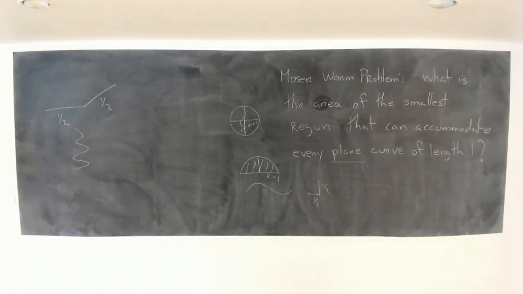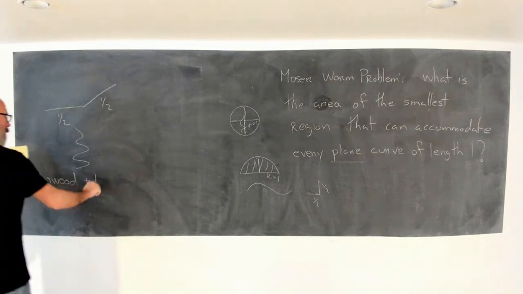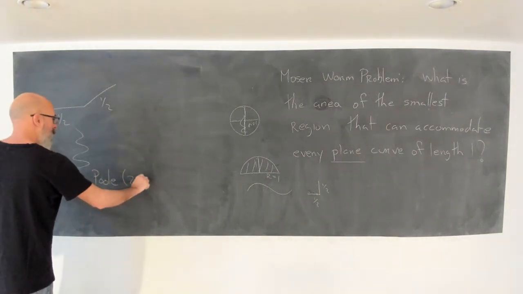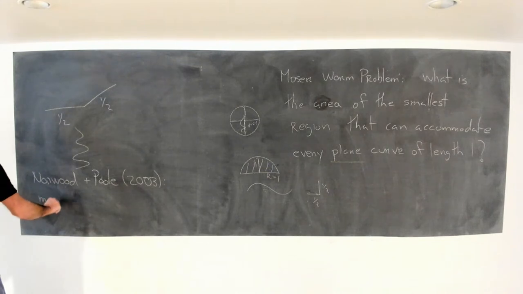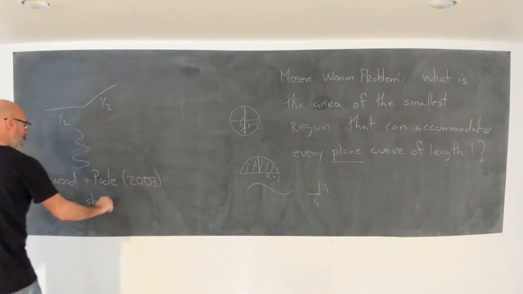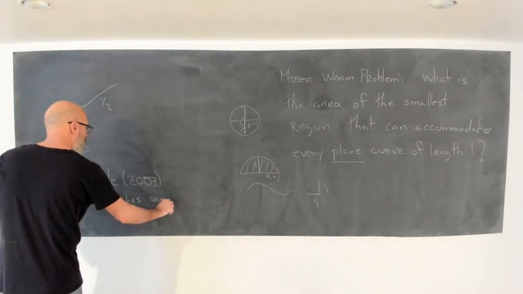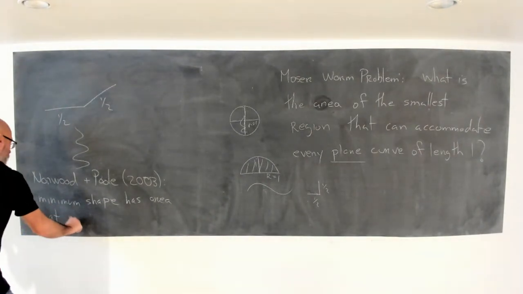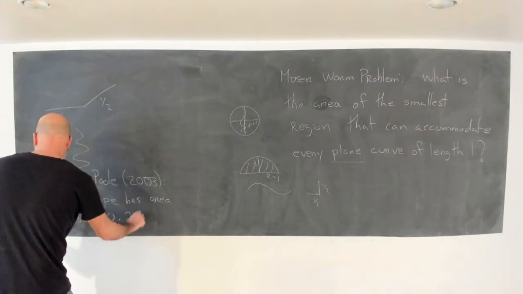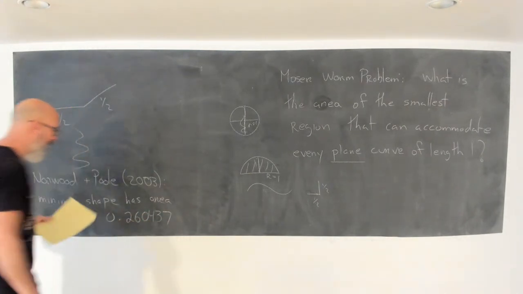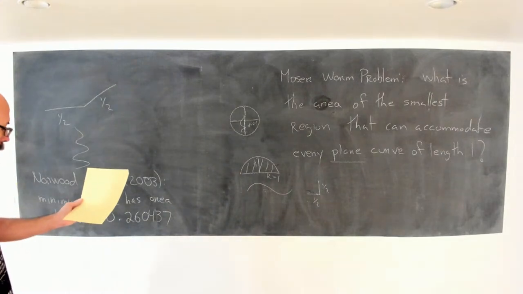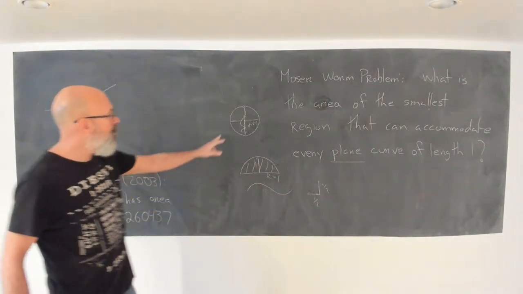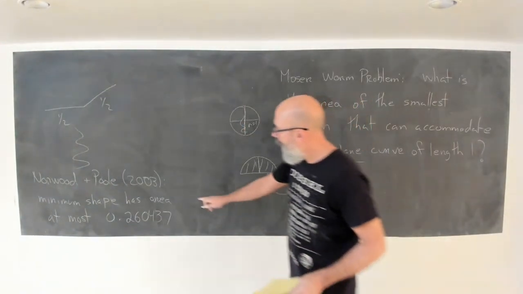Let me give you the result of Norwood and Poole, 2003, which says that the minimum shape has area at most 0.260437. So this is actually smaller than the half circle.